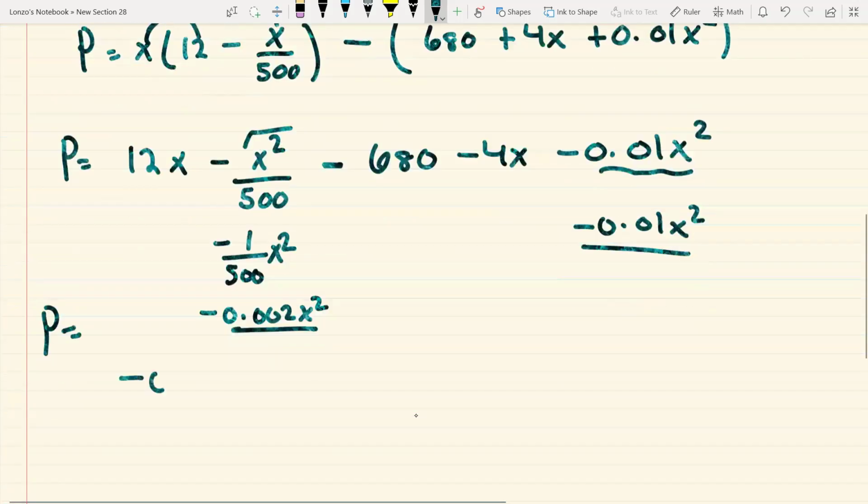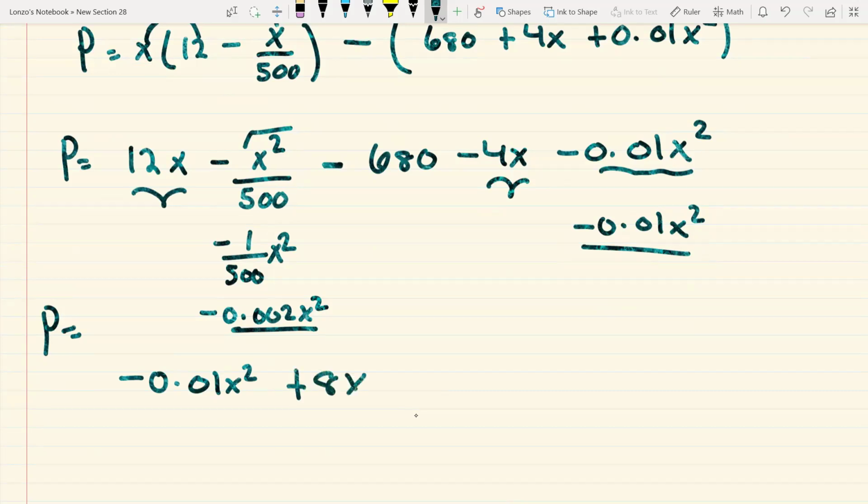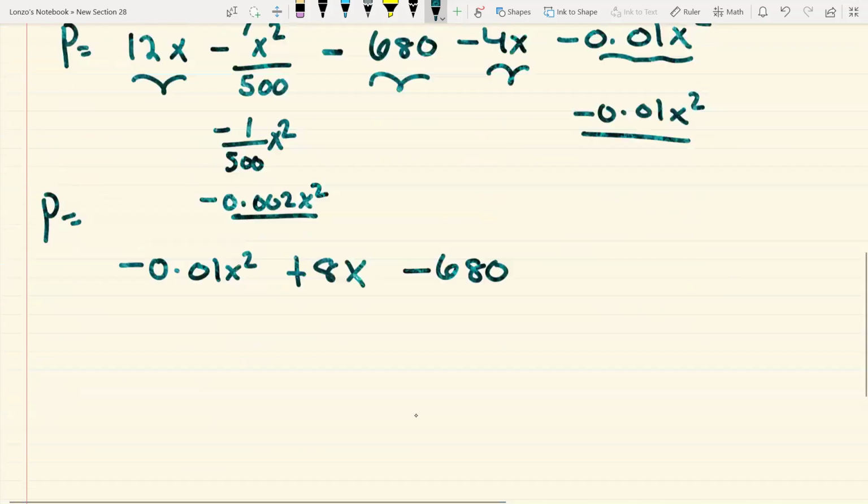So collect these terms and you get negative 0.012x squared. And then continue collecting like terms, so you can collect the 12x and the negative 4x, which is 8x. And then you have this constant negative 680. Okay.